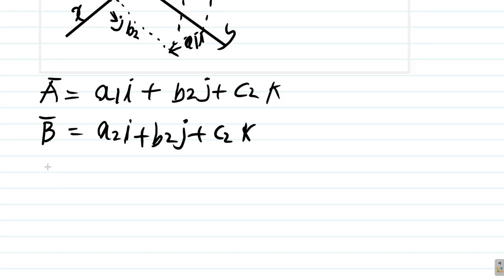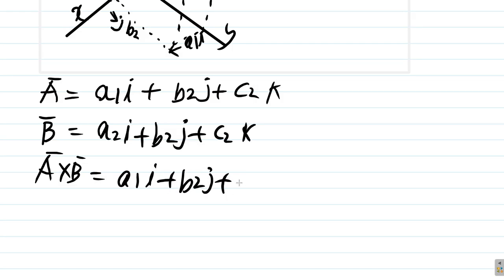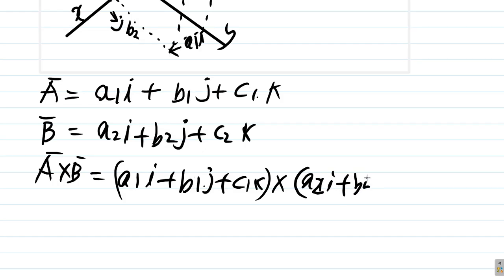Now, A cross B is going to be A1i plus B1j plus C1k, cross A2i plus B2j plus C2k. My mistake, these should be ones: A1, B1, C1, and then A2, B2, C2 down here. Alright?